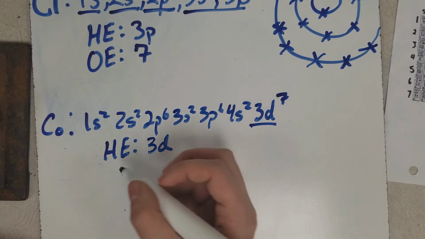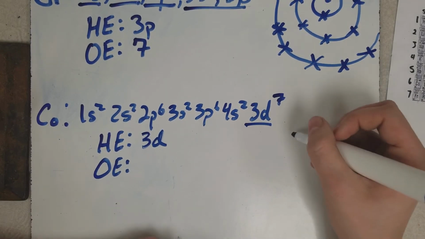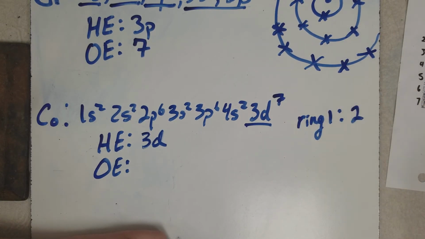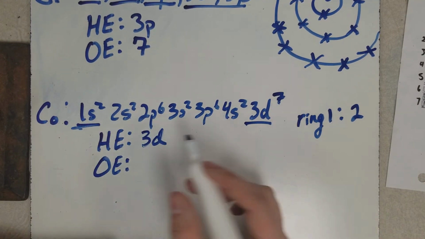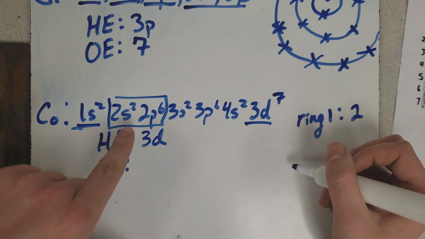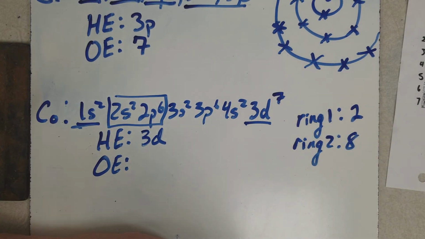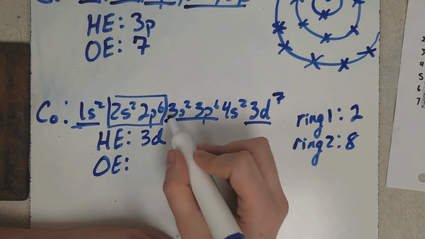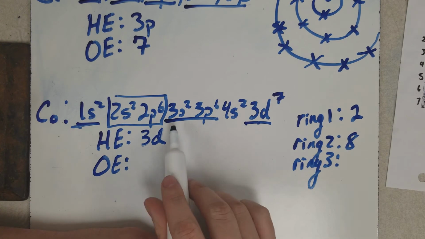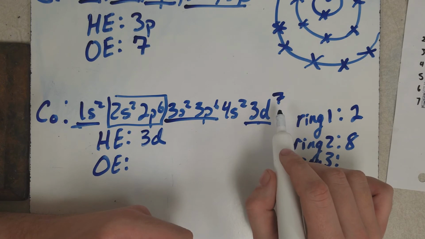For the outermost electron, now when we get to looking at this, instead of drawing a Bohr model, I'm just going to write the rings out. So we have ring 1 only has 2, and that's what we get from there. Ring 2, there we have 2 in the s, 6 in the p. So that gives us a total of 8. In ring 3, we have the s, the p, and the d orbitals. So ring 3, we have 2, 8, 15.